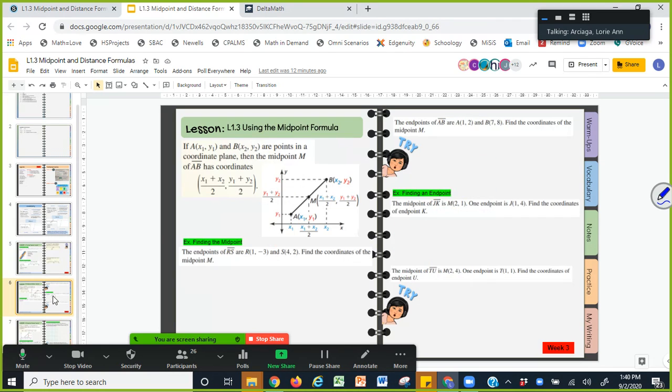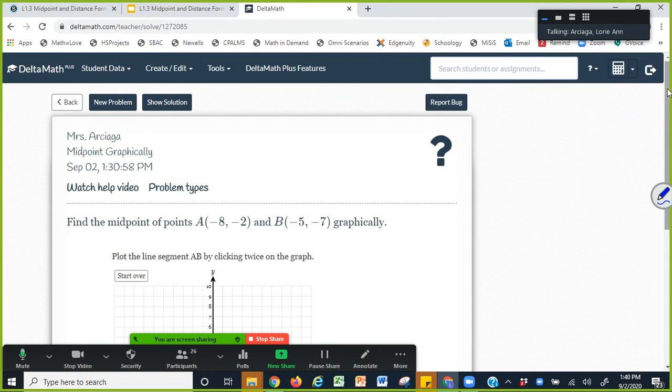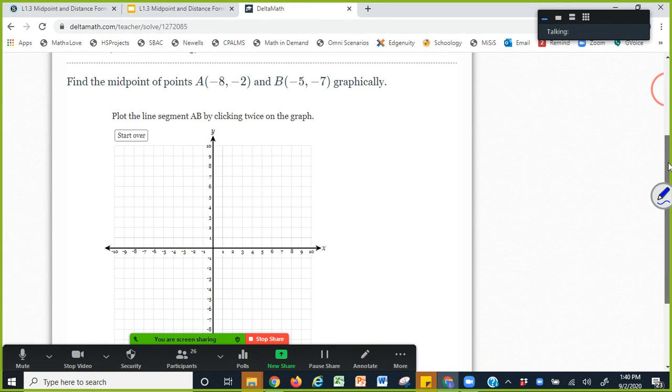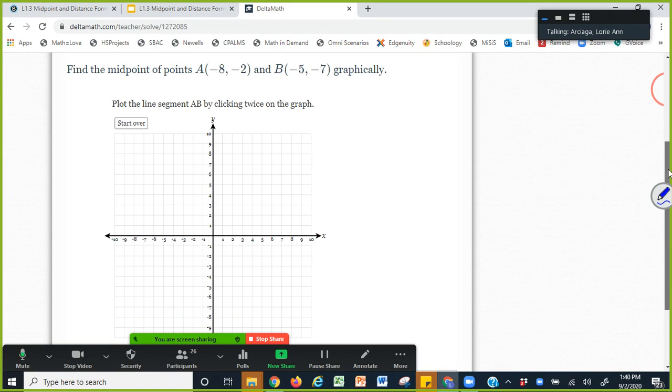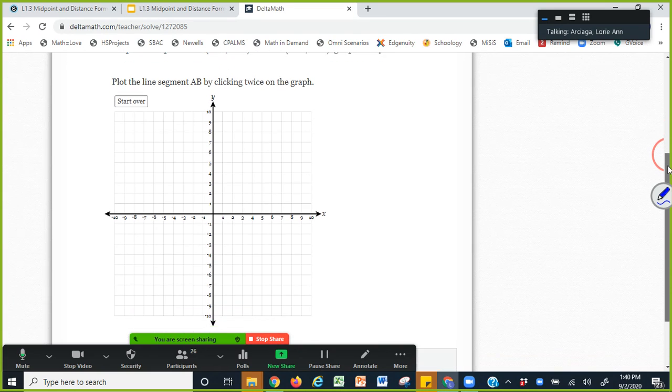In slide 6, we are going to talk about the midpoint again, but this time it's not horizontal or vertical, but a diagonal line with either a positive or negative slope. You will be doing something like this in Delta Math as well, so I thought of showing you one already. Find the midpoint of points A (-8, -2) and B (-5, -7) graphically. We're going to study it first graphically before we go algebraic.